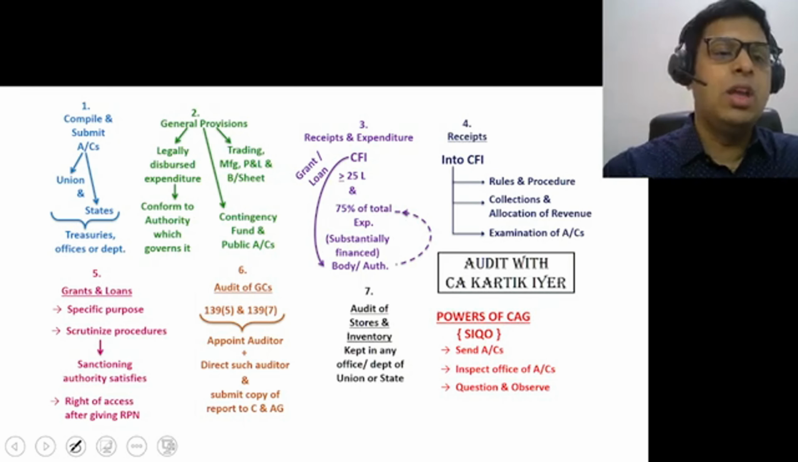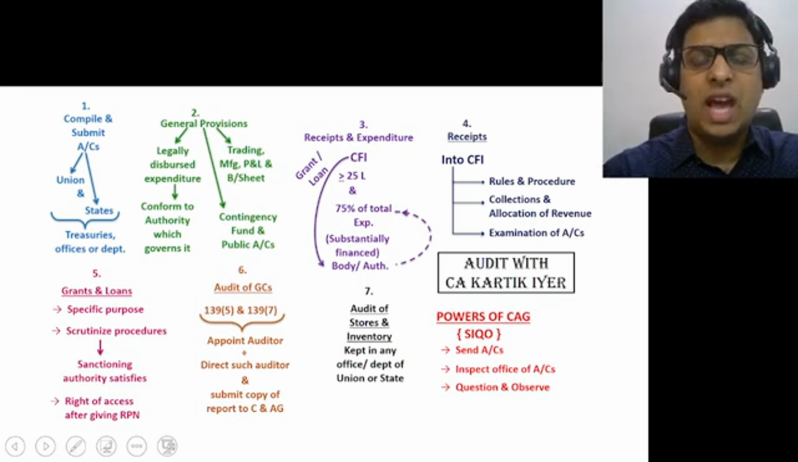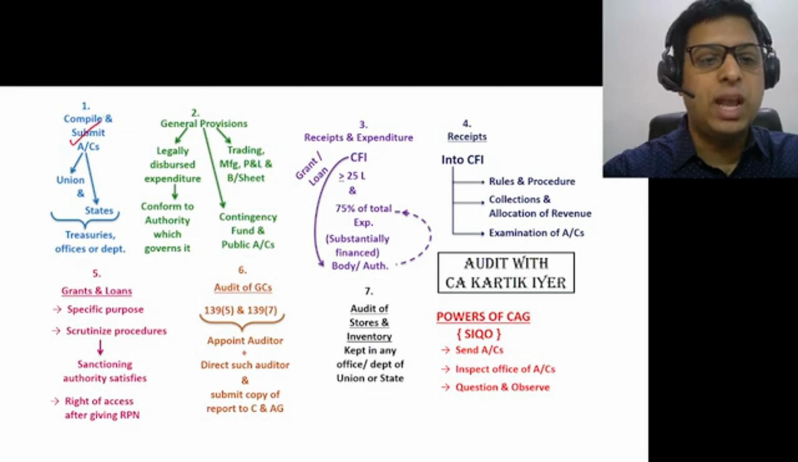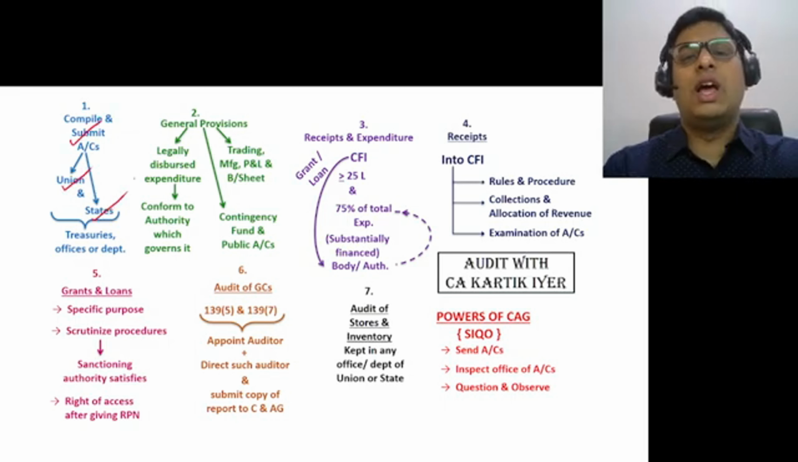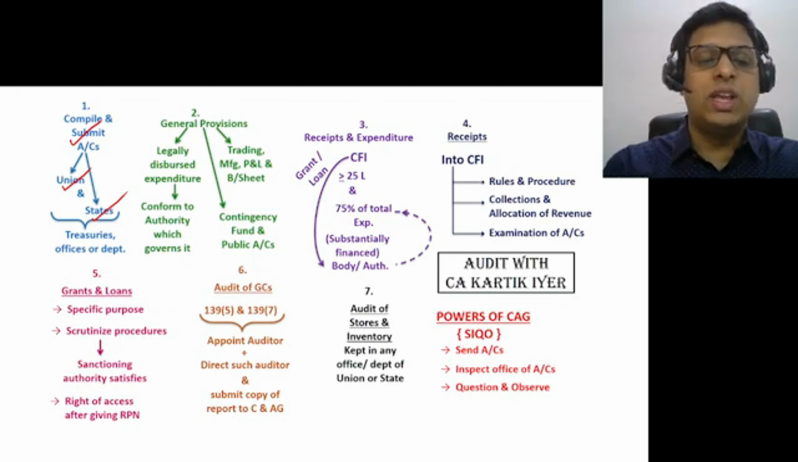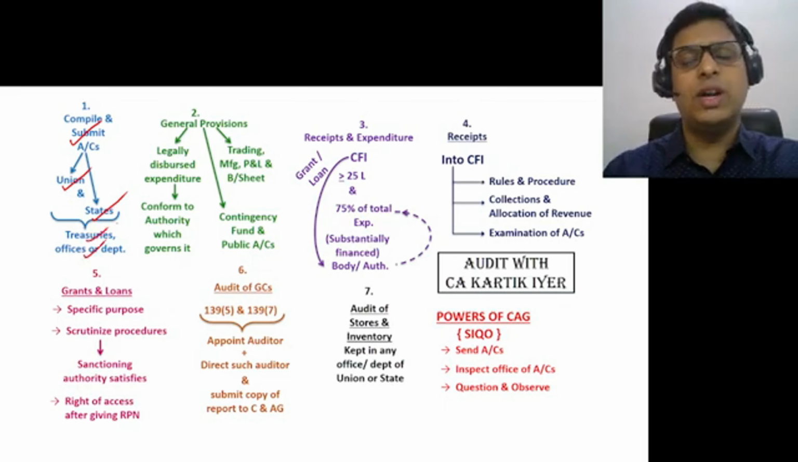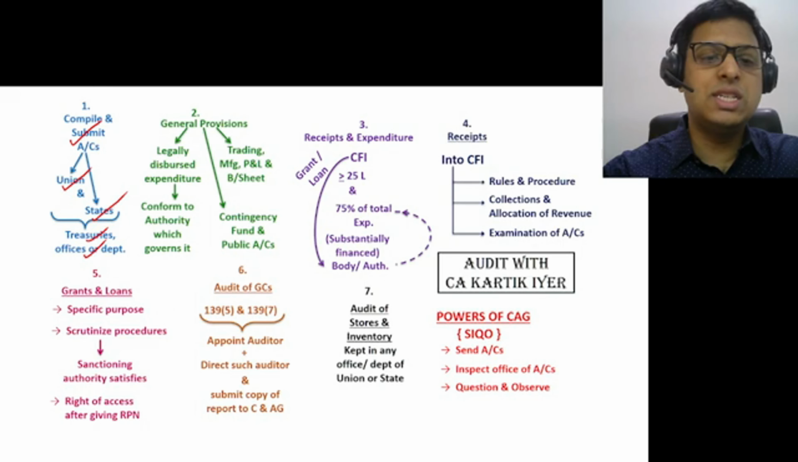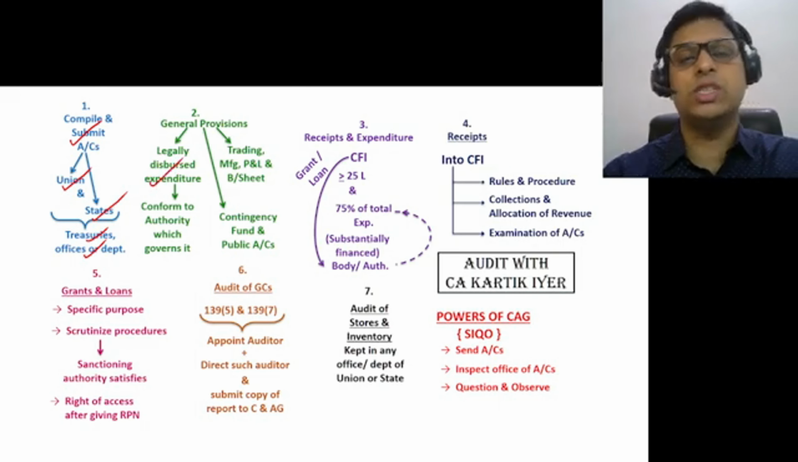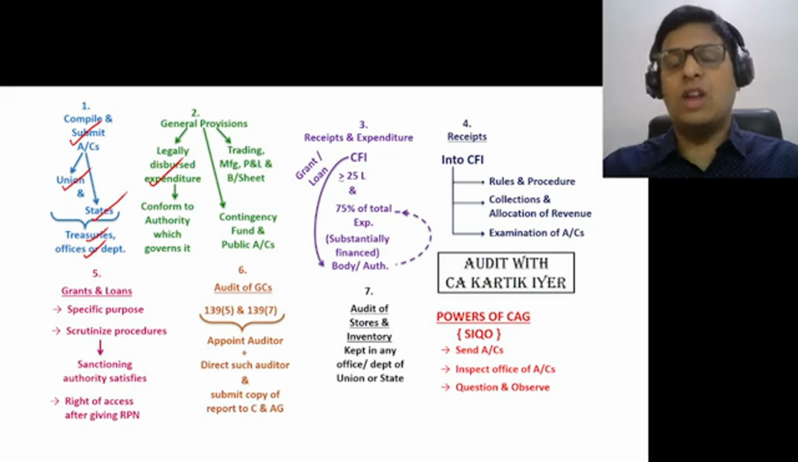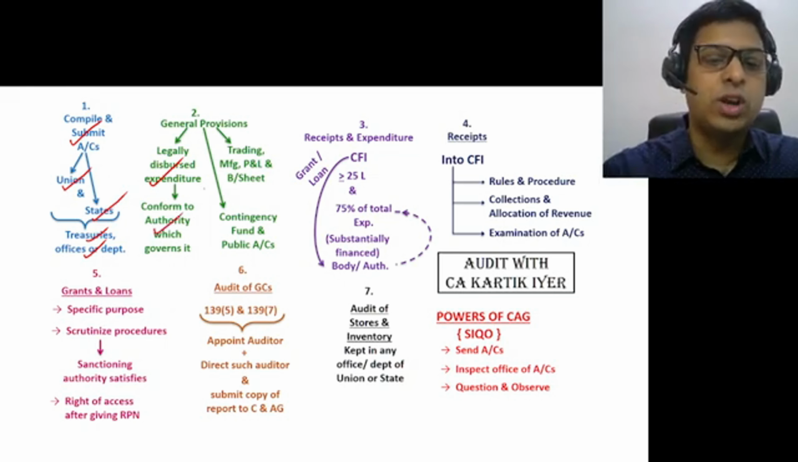Let's see this. Now, what are the duties of CAG, Comptroller Auditor General of India? It is to compile and submit the accounts of the union government and the state government, and to ensure that the accounts of the various treasuries, offices, or departments of the government are taken care of. Second is to ensure that the expenditure is legally disbursed. So basically, whatever expenditure is done from the government side, it is legally disbursed. Means the various authorities working in the government are permitting it, and only then the expenditure is done. So conform to the authorities which govern it.